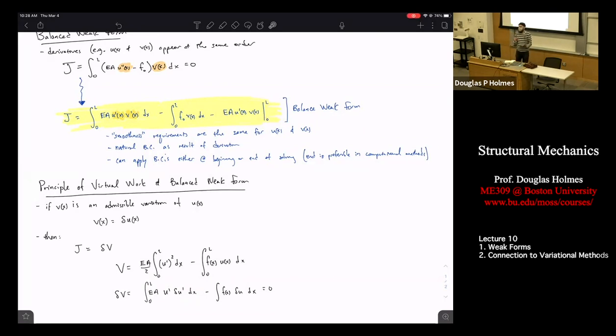So the key takeaway that I want you to have here is that the calculus of variations allowed us to do three things. This is the most important part. We're going to end after this. The calculus of variations allowed us to do three things. One, it allowed us to derive the governing differential equations and natural boundary conditions given a potential energy.